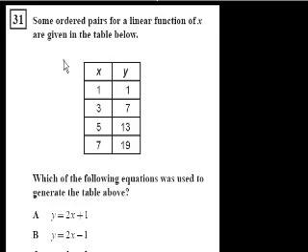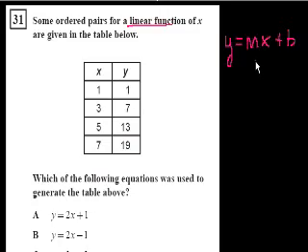Okay, it says, some ordered pairs for a linear function of x are given in the table below. Which of the following equations was used to generate the table above? Well, it's kind of like the last one, so we could do the same thing. We could say, okay, this is going to have some relation, y is equal to mx plus b. It's going to be a line, and this is the slope y-intercept form. And they tell us it's a linear function, so that's why we can immediately say it's going to be a line. There's no x squared or anything like that.